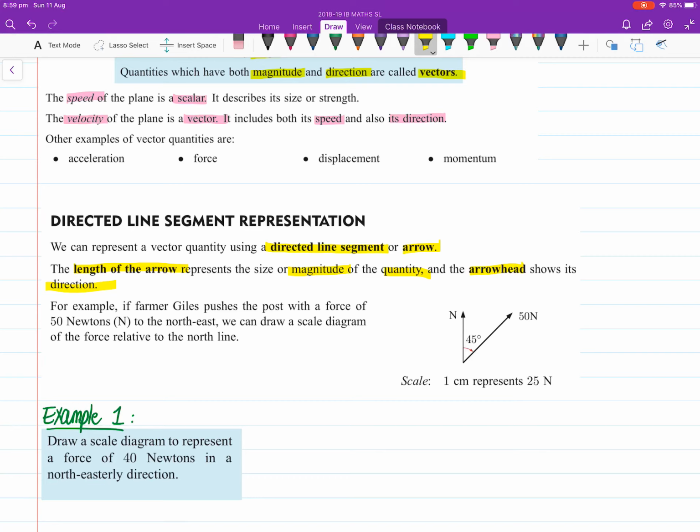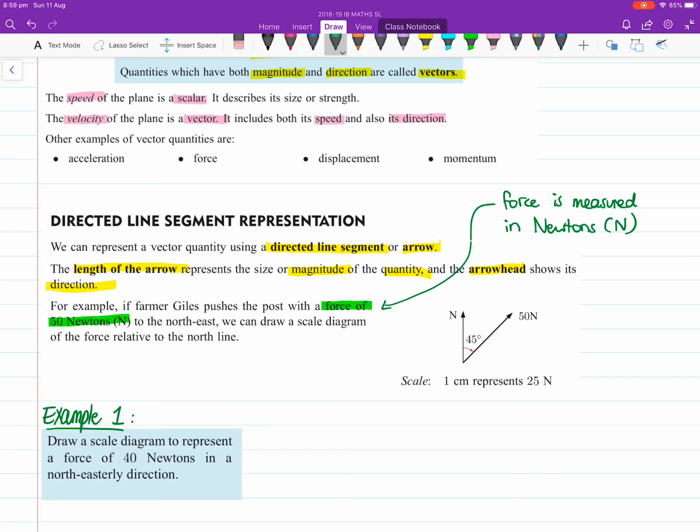So let's say here, for example, we've got a farmer pushing a post with a force of 50 newtons. Force is actually, I'll highlight that for you. Force is measured in newtons for those who are not familiar. Let me just draw an arrow here for you. Force is measured in newtons. That is the unit of measurement, okay? Just like how distance is in kilometers, okay, force is in newtons.